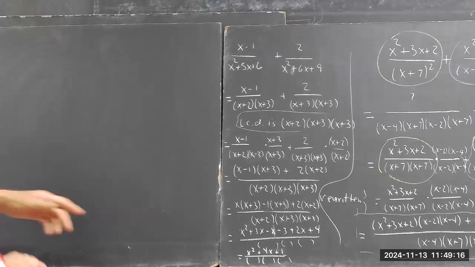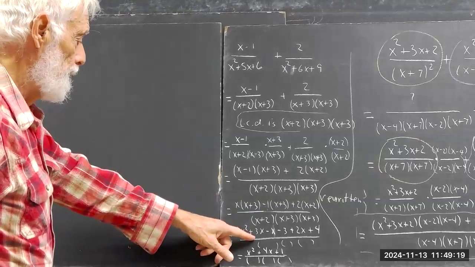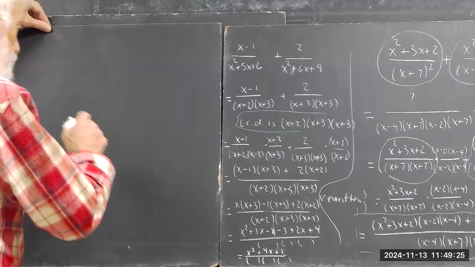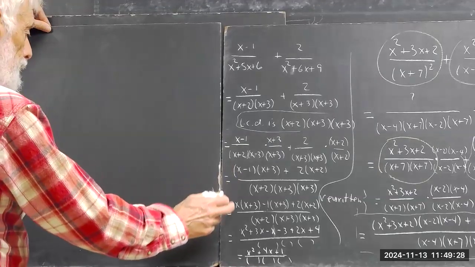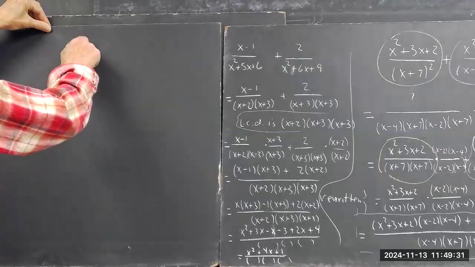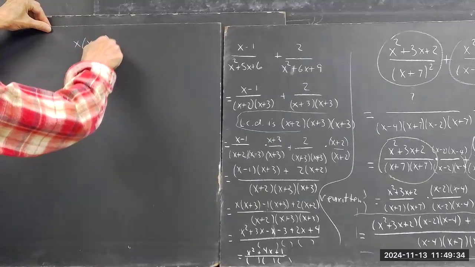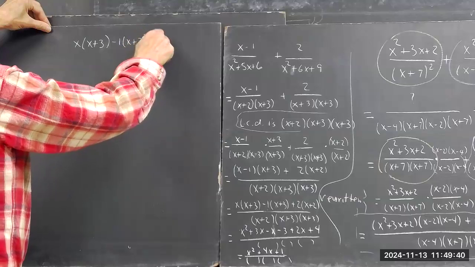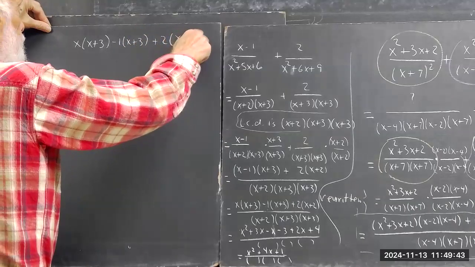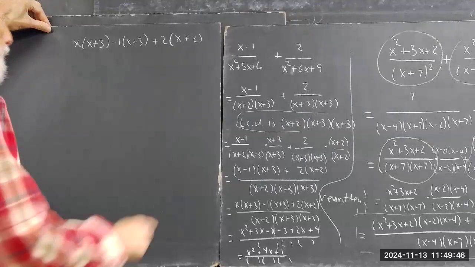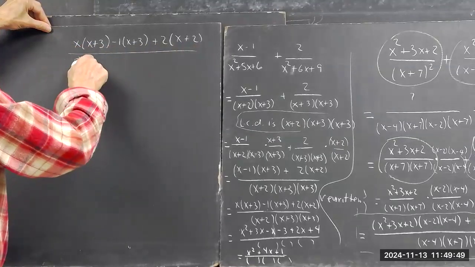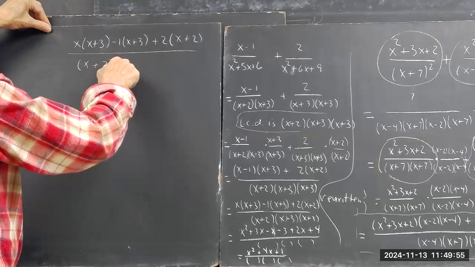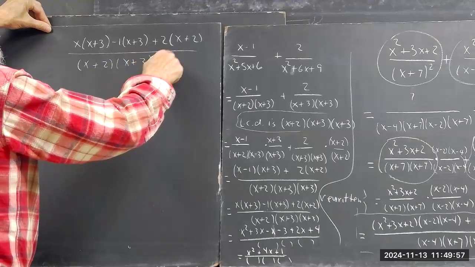Okay, so we've got this step here. Now there's a question about why this is a 3x, not a minus 3x. So if you go back to this step here, which everybody agrees with, we have x times x plus 3, minus 1 times x plus 3, plus 2 times x plus 2. Have that right? And that's over my denominator, which is, I'm writing it, x plus 2 times x plus 3 times x plus 3.